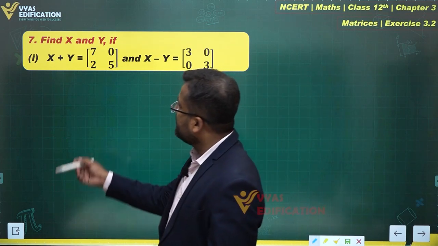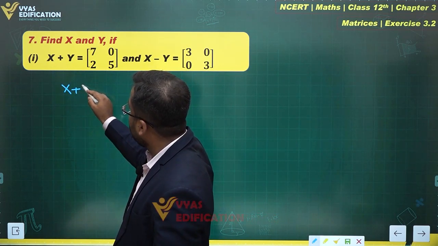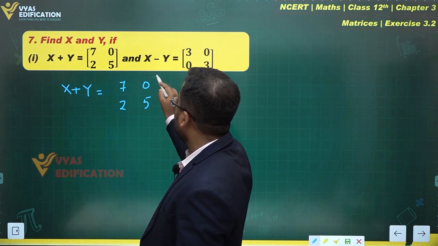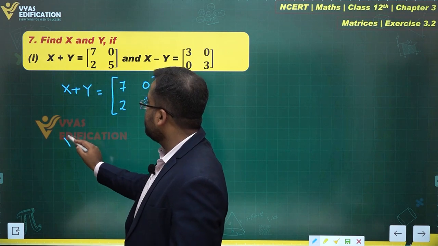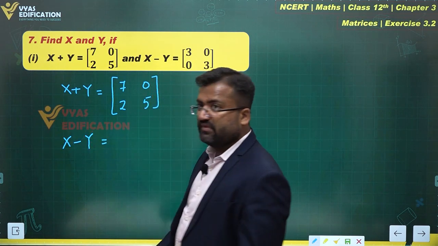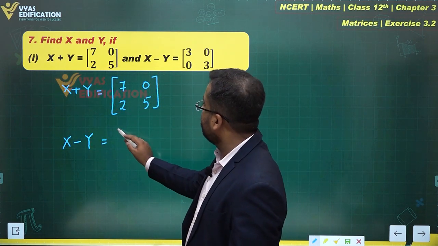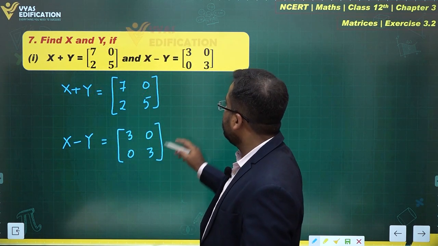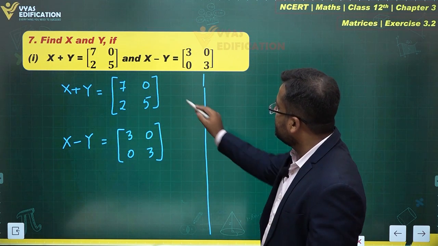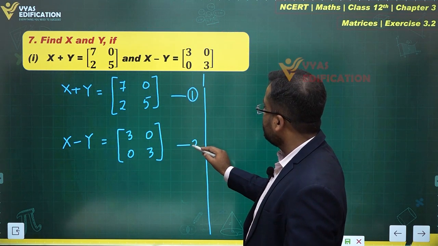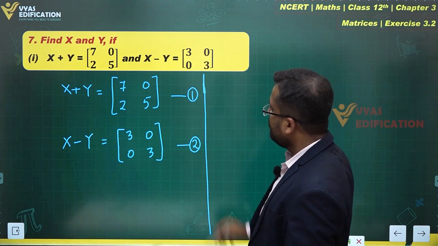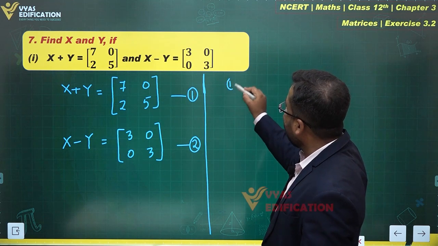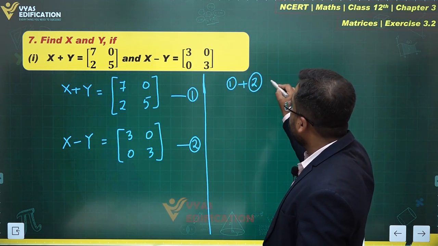How do we approach this equation? Let's see. This says that x plus y is equal to this matrix, 7, 0, 2, 5. X minus y is equal to another matrix. What is that matrix? This is 3, 0, 0, 3. And since this is known to us, this is equation number 1, let us say. This is equation number 2, let us say. And since these are two equations as written over here, what we can do is simply add these two.